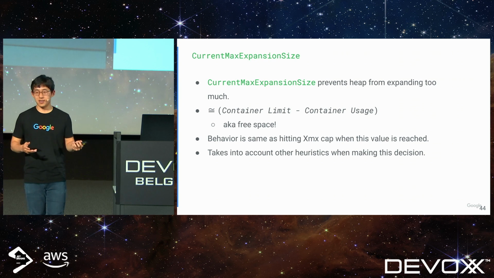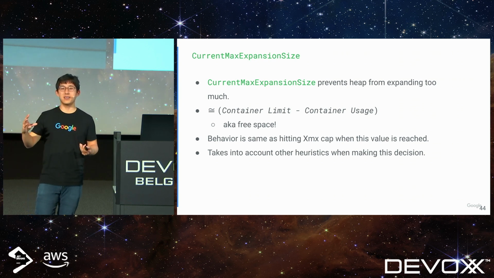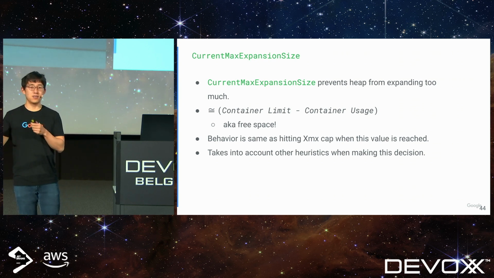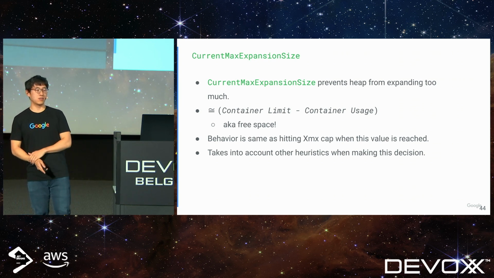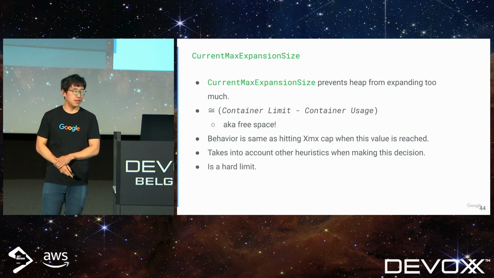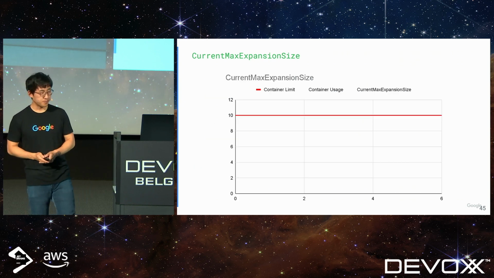For example, one heuristic might be that we want to save some percentage of the container as a buffer, just in case other processes fluctuate in usage. But in general, it is roughly equal to the free space. And yeah, it's a hard limit, like I mentioned.